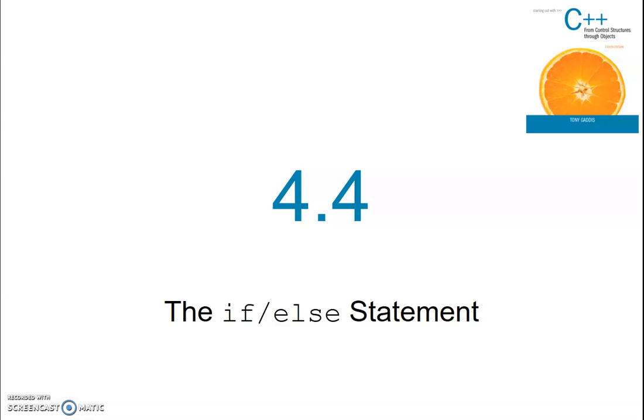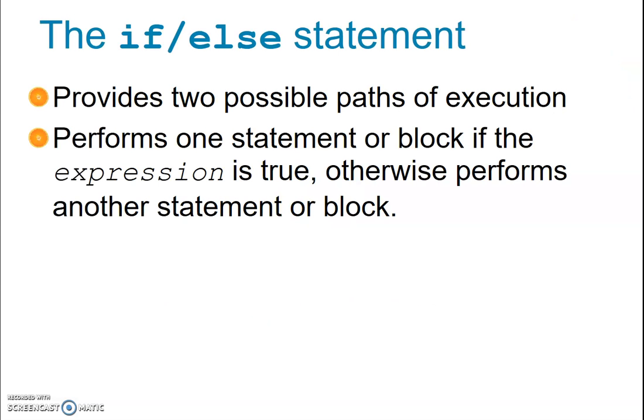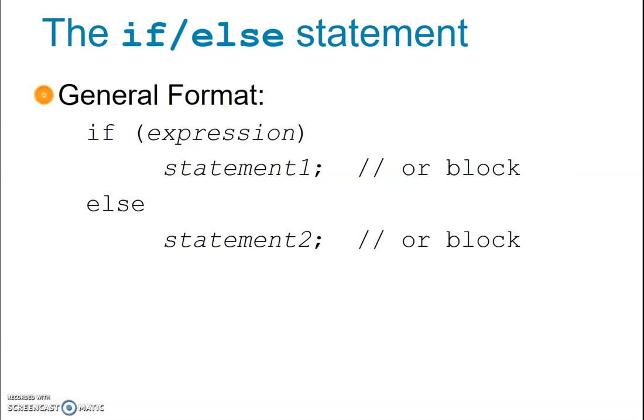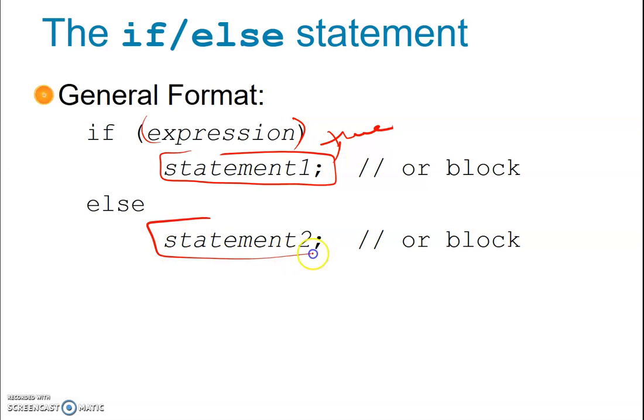Now, what if I want an alternative action? We have the if-else. So this provides two possible pathways at execution. It will perform one set of statements based on the trueness of it and the other based on the falseness of it. So here we have the test expression. These statements occur if this is true, and these statements occur if the expression is false. So one of two actions would absolutely take place under this condition.